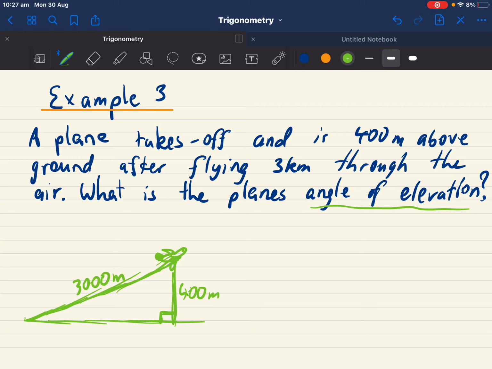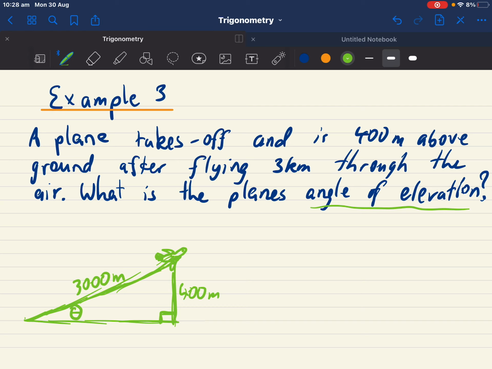All right, so in this particular case here, this is our triangle. We've got 3,000 meters. That's 400 meters. We want to find the angle of elevation, which is the angle above the horizontal. This is our triangle. And now that we have the triangle, we can then just solve the question just like normal.